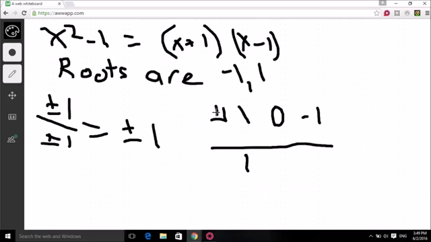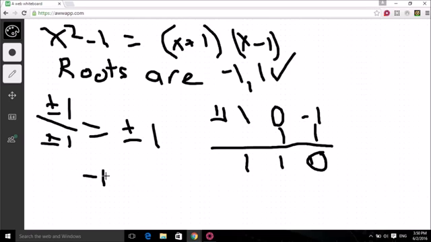So 1 times 1 equals 1. 0 plus 1 equals 1. 1 times 1 equals 1. -1 plus 1 equals 0. We know this is a root because this number here is 0. So we know this one works. Now let's try with -1.